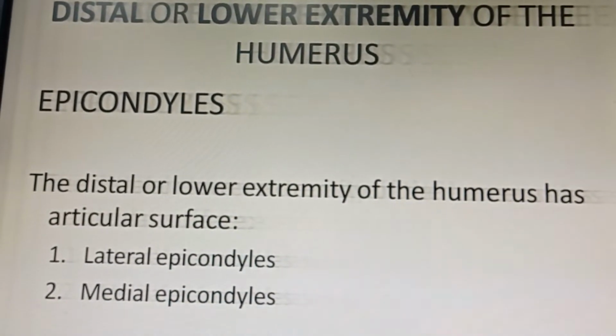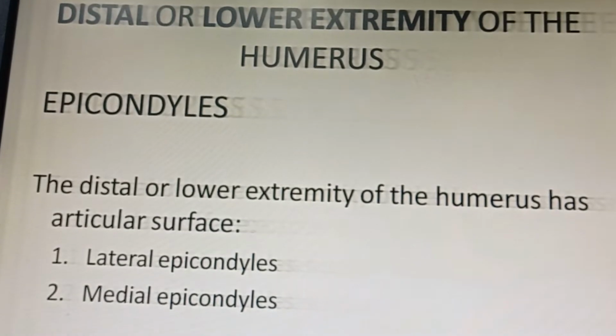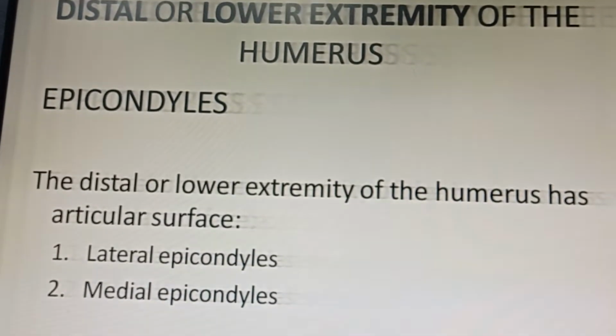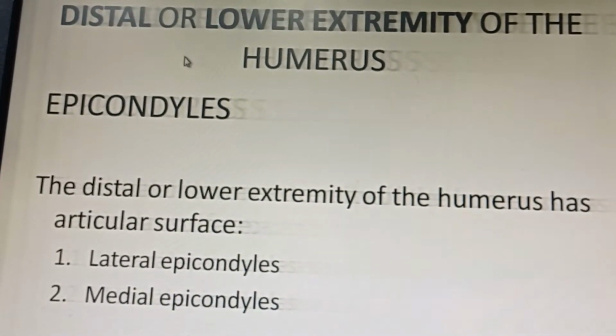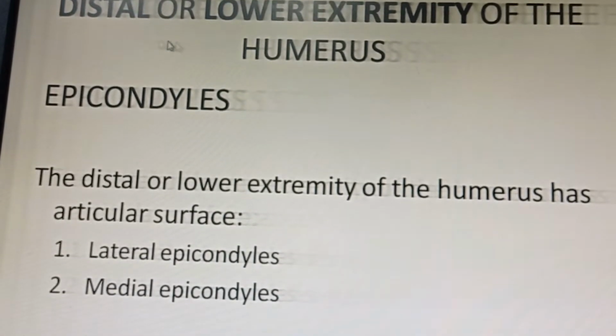In this video, we'll discuss the bone markings at the distal or lower extremity of the humerus. We are done with the upper extremity and the shaft or body. Now let's look at the bone markings at the distal end of the humerus.